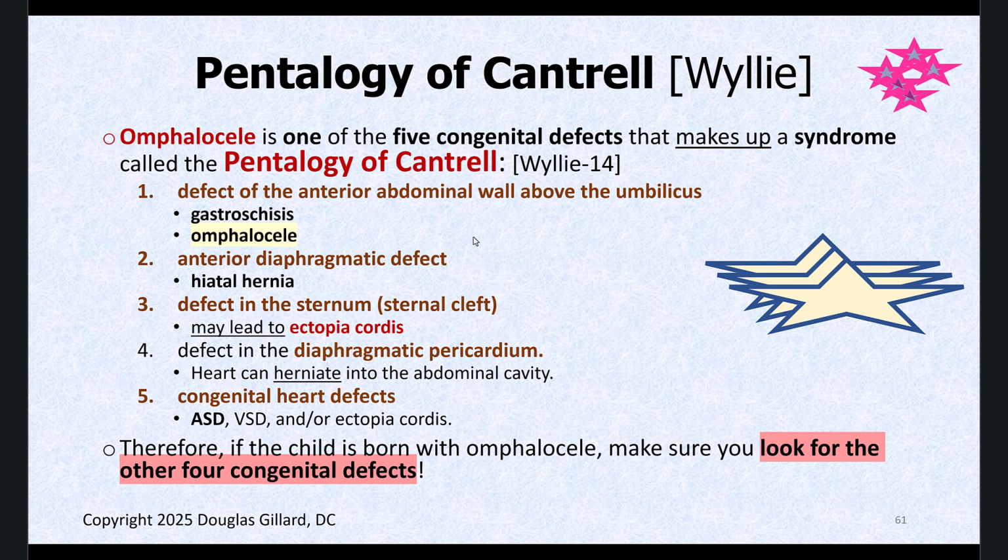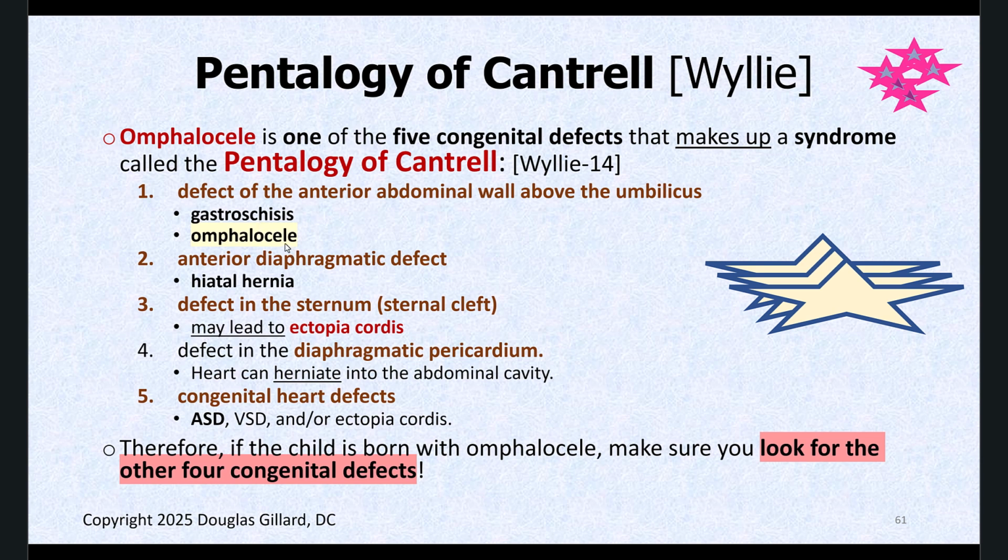Premature deliveries occur. The pentalogy of Cantrell, board favorite right here. Omphalocele is a member of the pentalogy of Cantrell. You should definitely know this. I'm testing you. I'm telling you right now, you need to memorize this. What's the pent? Pent means like a pentagon, 5. So there's 5 things. So a defect of the anterior abdominal wall at the level of the umbilicus. It should not be above, but at the level of the umbilicus.